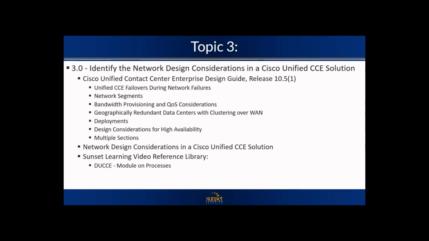The deployments, talking about different deployment models for a UCCE deployment. Another section in the SRND is the design considerations for high availability. And then there's a lot of other sections as well that could be useful depending upon how familiar you are with those topic areas. In fact, there are subtopics that are specifically around high availability options. And there's the separate document Cisco has, network design considerations in a UCCE solution.